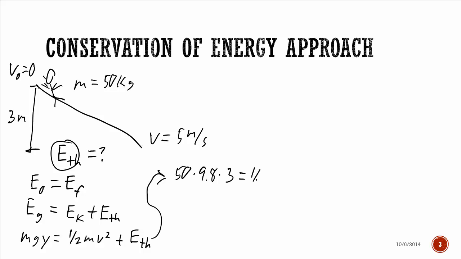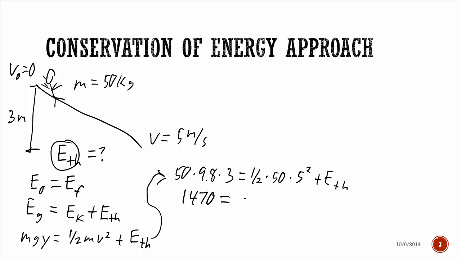You can set that equal to 1/2 times the mass times the velocity, which was 5 squared, plus the thermal energy. This over here, when you multiply it out, gives you 1470. So that's how many joules of energy the child had at the top of the slide.